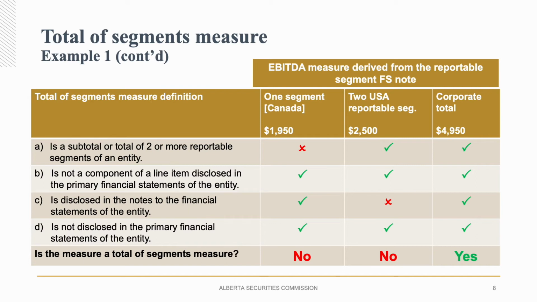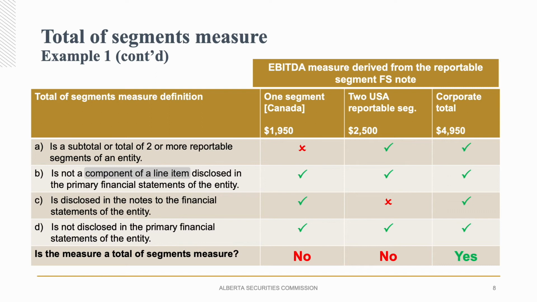I will start with the most obvious measure, the corporate total EBITDA of $49.50 in the last column on the right. This measure meets all of the conditions of the total of segments measure definition. 1, it is the total of two or more reportable segments. EBITDA has not been disclosed in the primary financial statements, and corporate total EBITDA of $49.50 is disclosed in the reportable segments financial statement note.